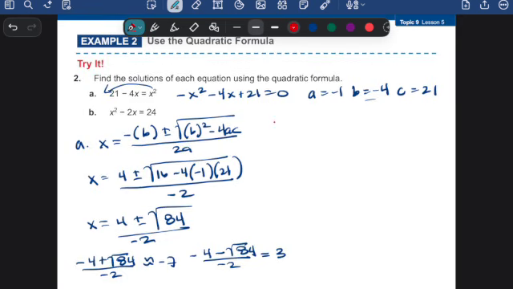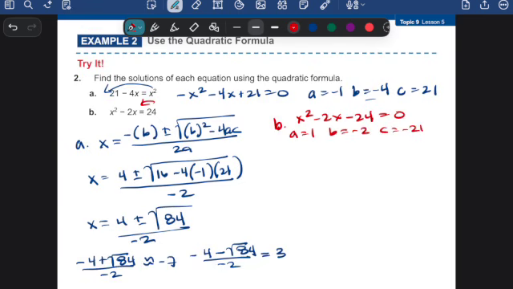Let's do part B. It's important that you write things out. That way you don't make errors in your calculations. Okay, I'm going to move the 24 to the other side. So now it becomes x squared minus 2x minus 24 equals 0. A equals 1, B equals -2, C equals -24. I'm going to plug that into my quadratic formula.